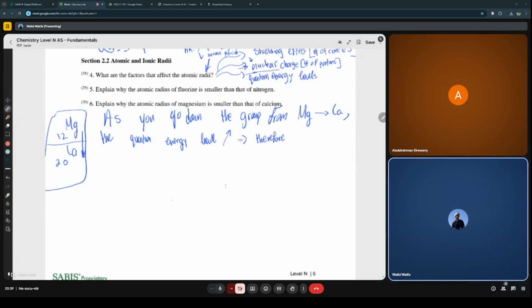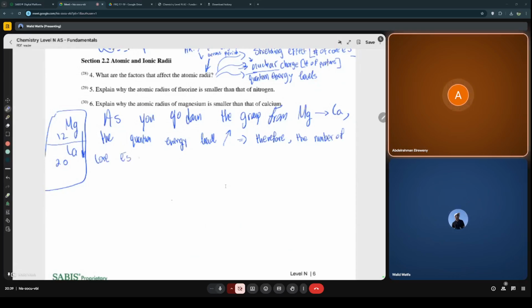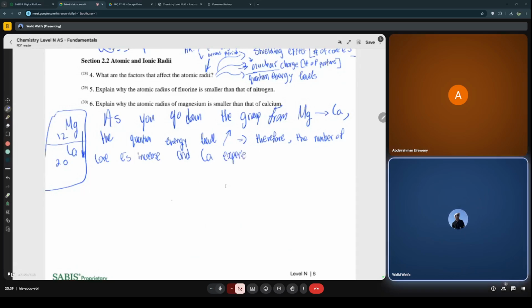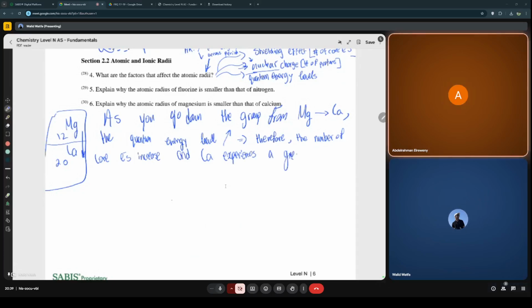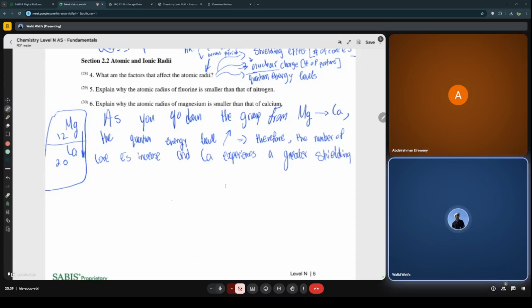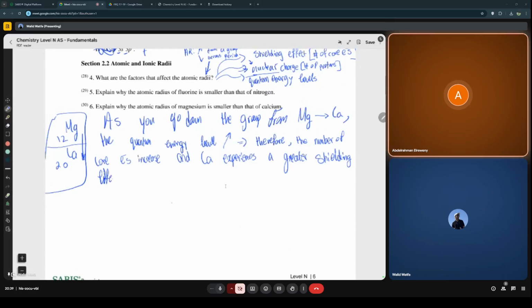Therefore, the number of core electrons increases, and Ca experiences a greater or smaller shielding effect? Greater. Perfect. Greater shielding effect, and smaller nuclear attraction. Perfect, and therefore, what experiences it?